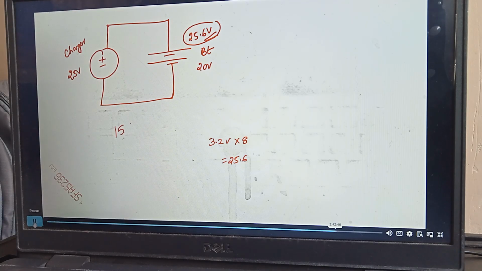So assume that I have a 15S 4P. Now tell me, for this 15S 4P using 3.2 volt cells, what will be my charger voltage? I want to make a battery pack of 15S 4P using 3.2 volt cells. What charger should I buy from the market?